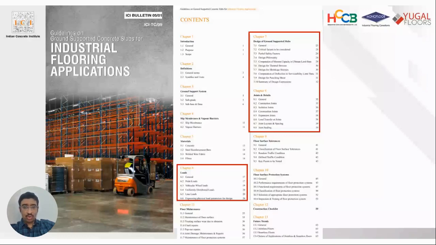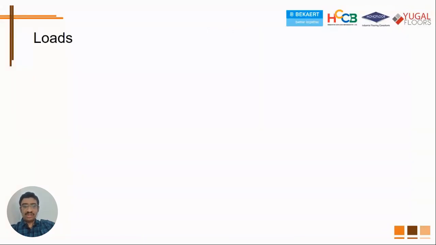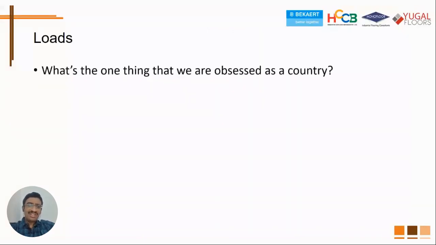Chapter 6 talks about loads, chapter 7 talks about the design process itself, and chapter 8 is about joints and details. Now, if you look at loads as such, what is this one thing that we are obsessed about as a country? What is that one thing you're obsessed about?